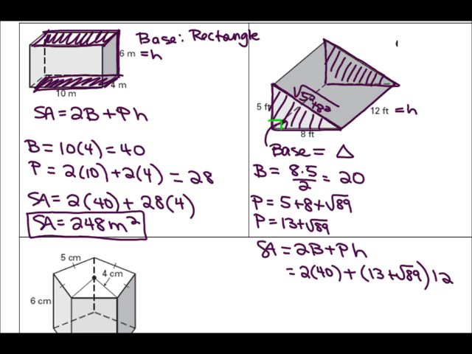Okay, type this all into your calculator. Make sure you put parentheses around the 13 plus the square root of 89. Type that in your calculator and you will get 308.8. And our units will be square feet.